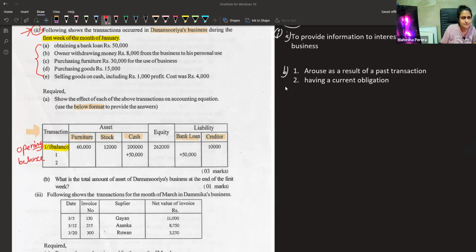2 minutes. And now they have shown the impacts of the first transaction.